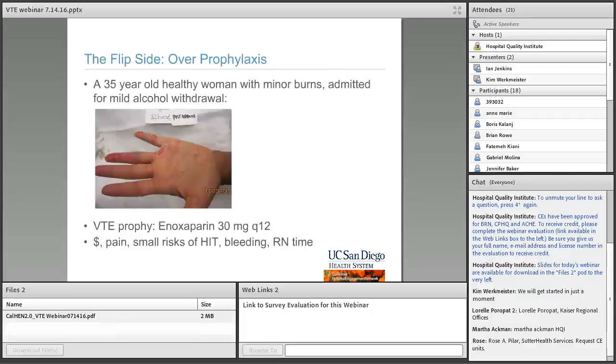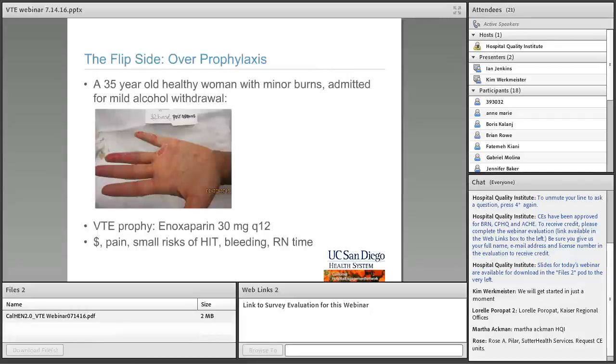However, after this person was admitted, the residents came down and said, hey, she actually could just get some bandages on those hands and leave. She didn't need to be in the hospital at all. She didn't need any DVT prophylaxis. And I only found out about this because she was admitted for mild alcohol withdrawal, and then they decided the burns aren't a problem, but send her to Dr. Jenkins for alcohol withdrawal.